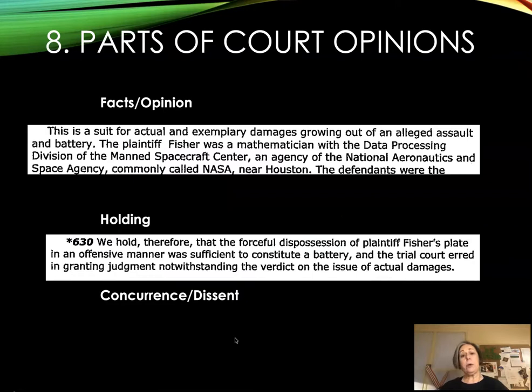In this case, there is no concurrence or dissent. You will find cases, particularly Supreme Court cases, where there are concurrences and dissents, and you must read them. A concurrence is when a judge agrees with the outcome but has a slightly different way of getting to that result. And dissents are judges who disagree with the result, and they're going to go out and state their reasons why.